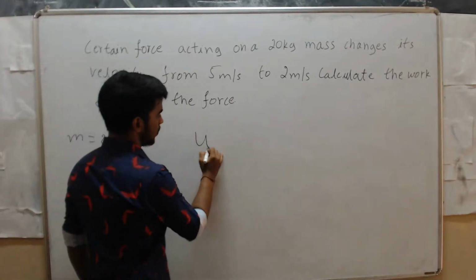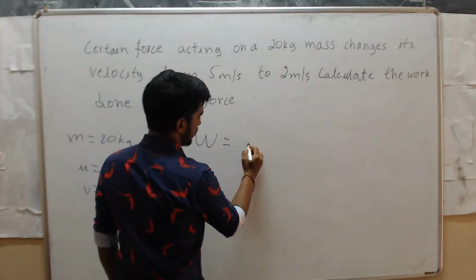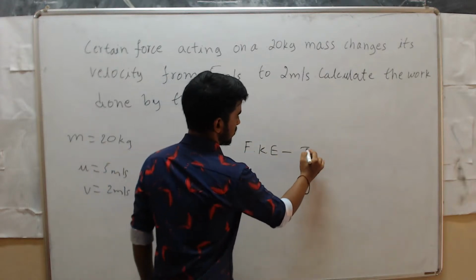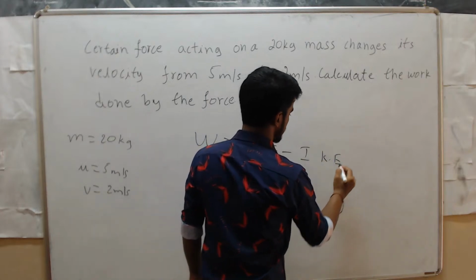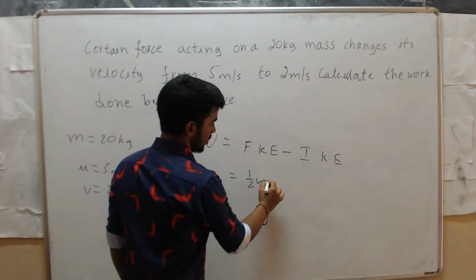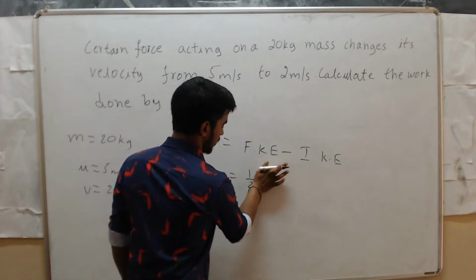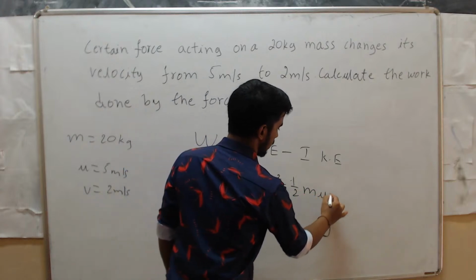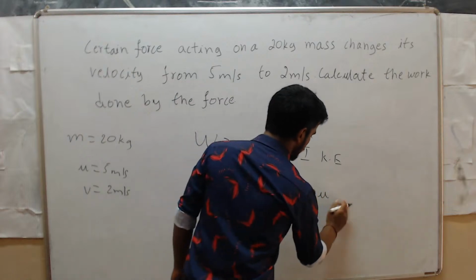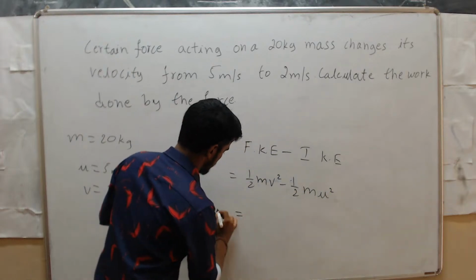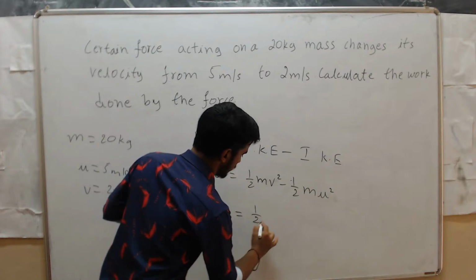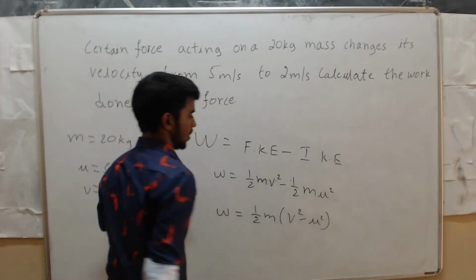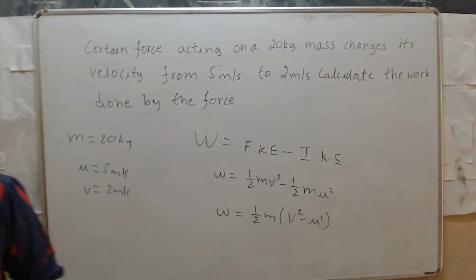So work done W is equal to final kinetic energy minus initial kinetic energy. That is half m v square minus half m u square. Taking half m common outside, work done is equal to half m into v square minus u square. Now substitute the values.